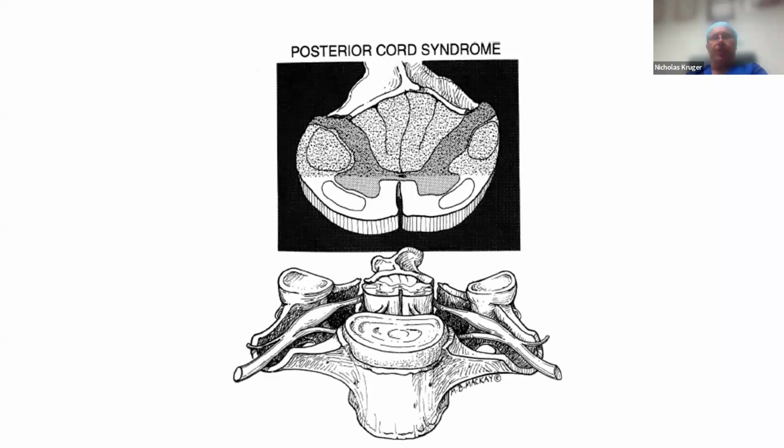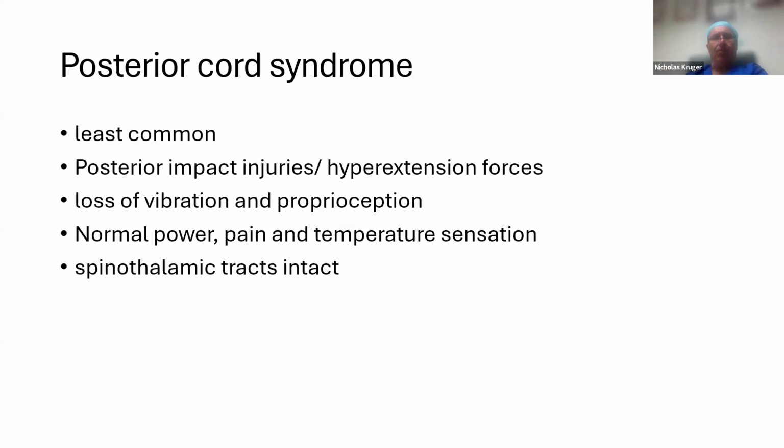The posterior cord's very rarely seen, but basically damage your posterior columns, lose vibration and sensation. You'd probably find if you've got a calcified ligamentum flavum which buckles in, you can cause a posterior cord syndrome, but I've never seen one.